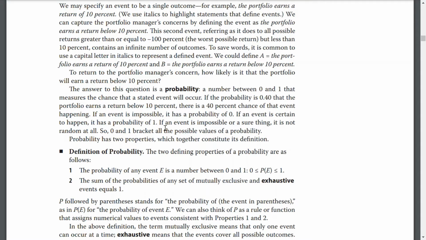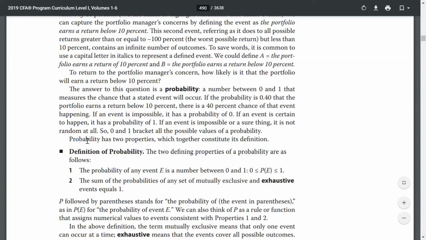If an event is impossible or a sure thing, a 100% probability of happening, it is not random at all, because in order to be random, it has to be either binomial or polynomial, which means two or more outcomes. So 0 and 1 bracket all the possible values of a probability.